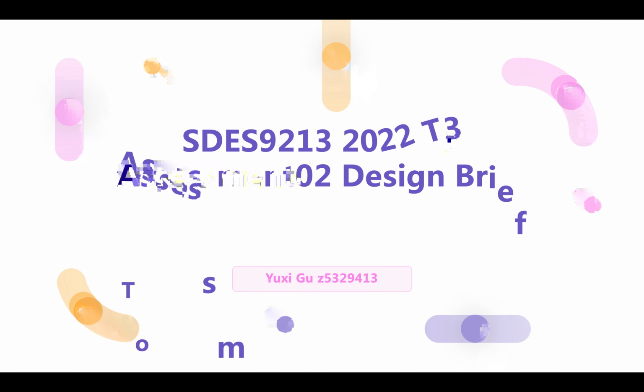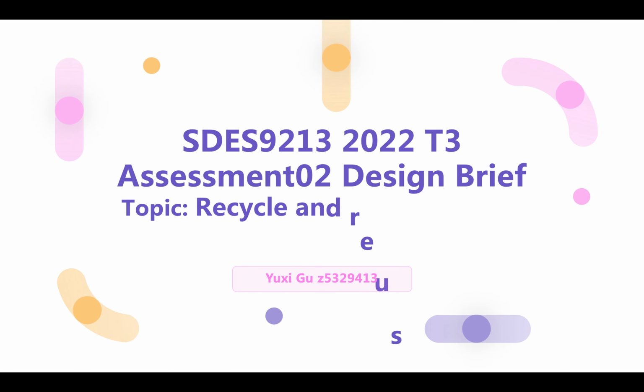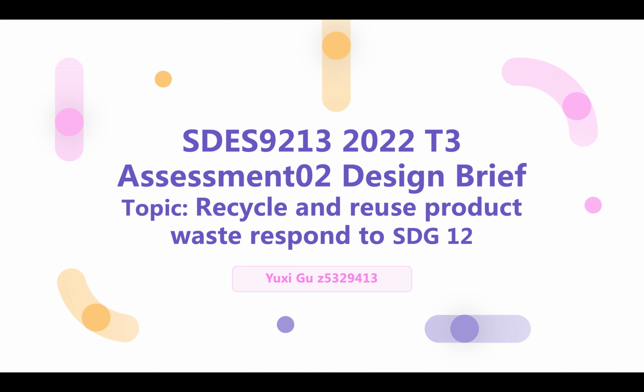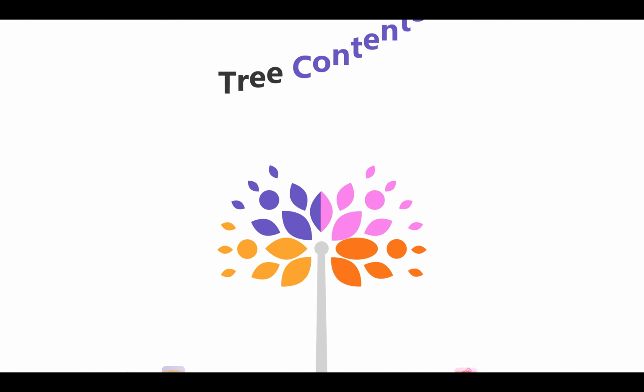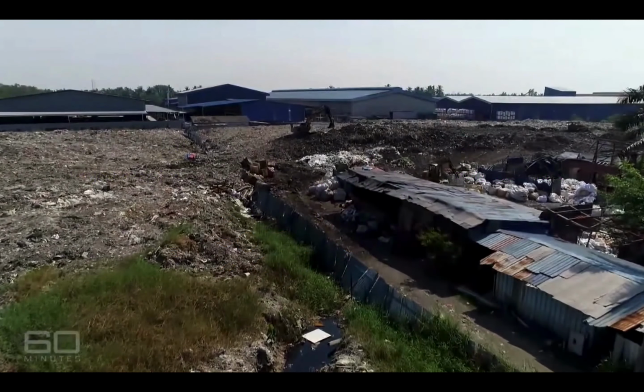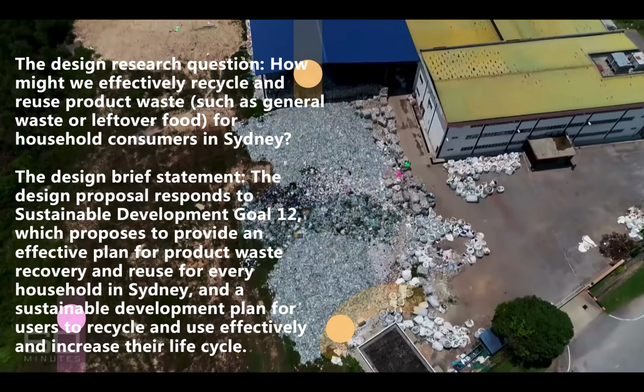Hi, I'm going to present the result of the Recycle and Reuse Product Waste Response to SDG 12 for Assessment 2. This includes a project introduction, precedents, design concepts, and the conclusion. My focus question is: how might we effectively recycle and reuse product waste, such as general waste or leftover food, for household customers in Sydney?